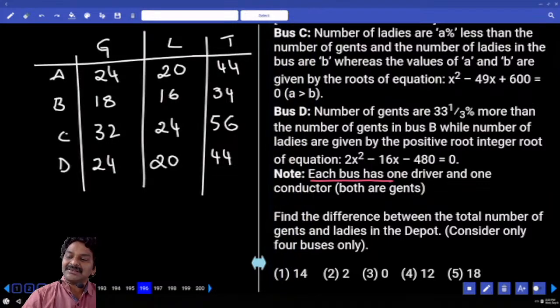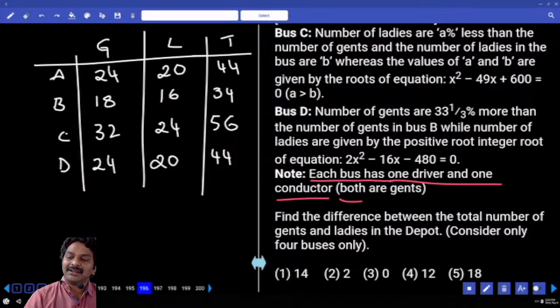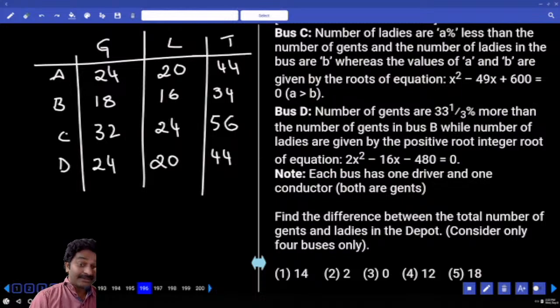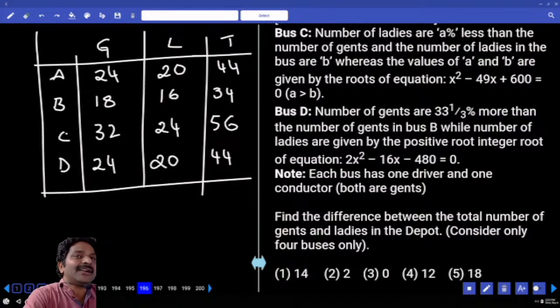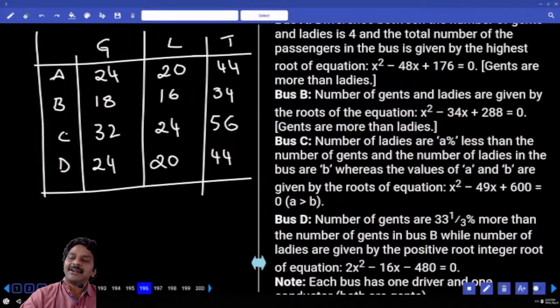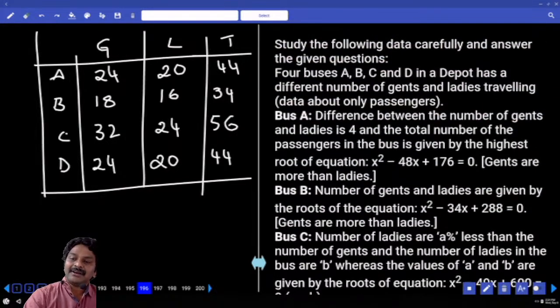Each bus has one driver and one conductor. Both are gents, right? Every bus will have 2 more gents. So now, whatever data is given in the table, is that including the driver and conductor or excluding them? For that purpose, read this one.